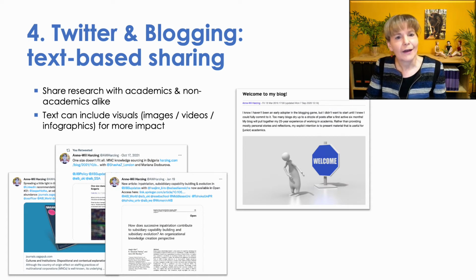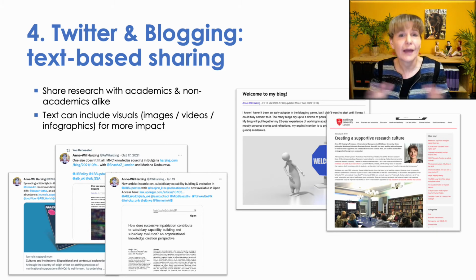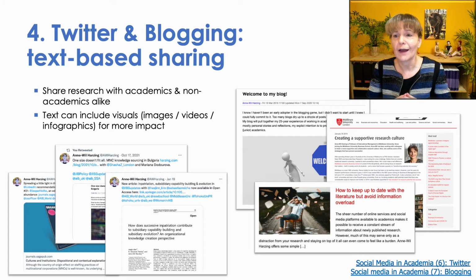And then in terms of blogging, I have my own blog on which I publish about all things in academia, with a focus on helping early career researchers and demystifying many aspects of academia. However, I also blog about my own research occasionally. I've also published on external blogs like Middlesex Mind, the Middlesex University blog, and the LSE Impact blog. For more information about both these options, see my posts on Twitter and blogging that are linked on the bottom right hand corner.